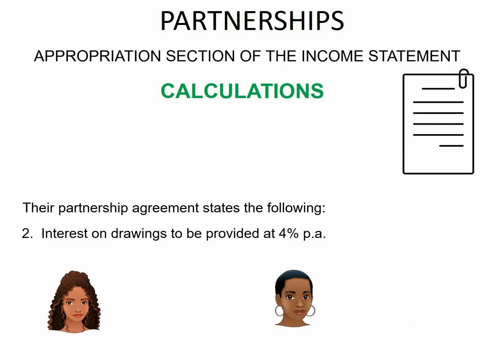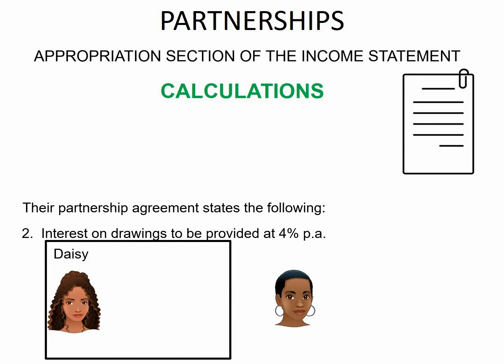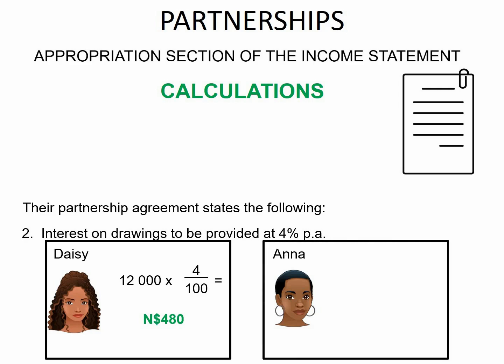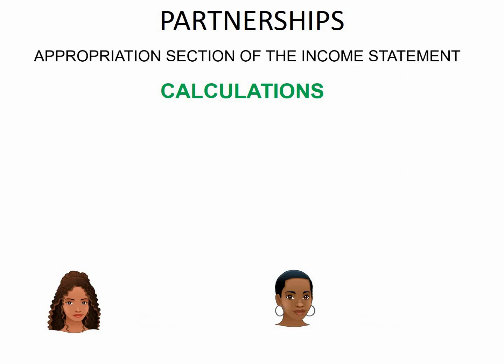If we have a look at number 2, interest on drawings, first we will do Daisy again. Daisy had drawings of 12,000 and we'll take that, multiply with 4 over 100, which is 4%. That will give Daisy interest on drawings of 480. And if we have a look at Anna, Anna had drawings of only 8,000, multiply that with 4% and we'll get 320. Let's move on to the next calculation.